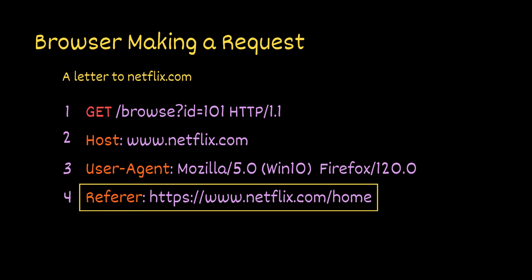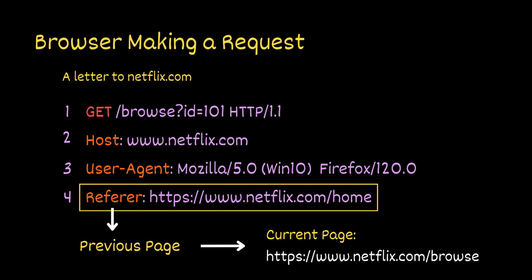The fourth line is called the referer header. This line tells the server which page the user came from before landing on the current one. In our case, it is netflix.com/home. That's your browser saying, "Hey Netflix server, I came here from the home page." This info is useful for analytics, like tracking what users click on; personalization, since Netflix might prioritize certain content if you're coming from the home screen; or security. Some sites block access if the referer is missing or doesn't match.